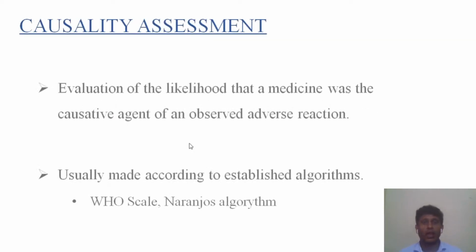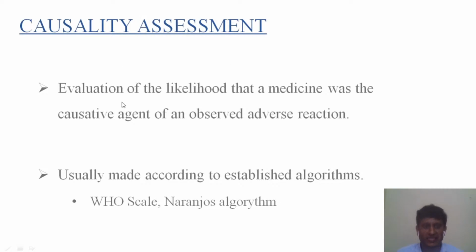Now, how to tell this particular drug has caused this particular reaction? Suppose I'm in my dental clinic and I have given a particular drug, and someone maybe 3 or 4 days later has developed jaundice. So am I sure that I have caused the jaundice by giving the drug, or it may be because of the disease the person might be having? So there are chances. So we have something called causality assessment.